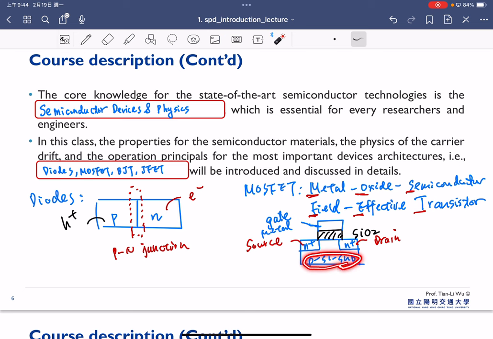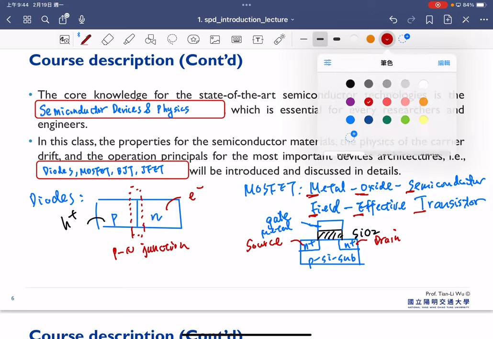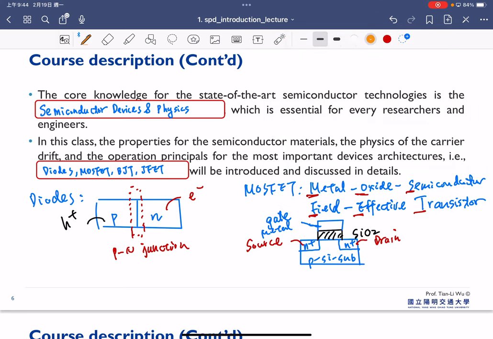Also, as I said, why is this called a metal oxide semiconductor? Because this is metal, this is oxide, and this is semiconductor. So when people fabricated this transistor, they named it from the structure it looked like. That's why we call this metal oxide semiconductor.